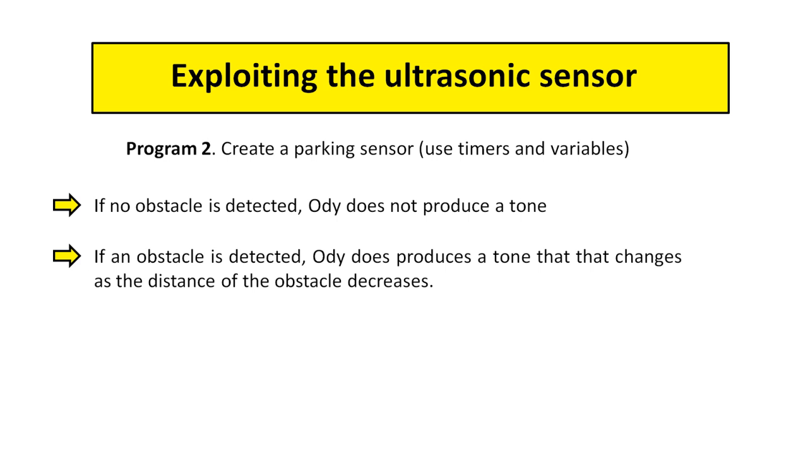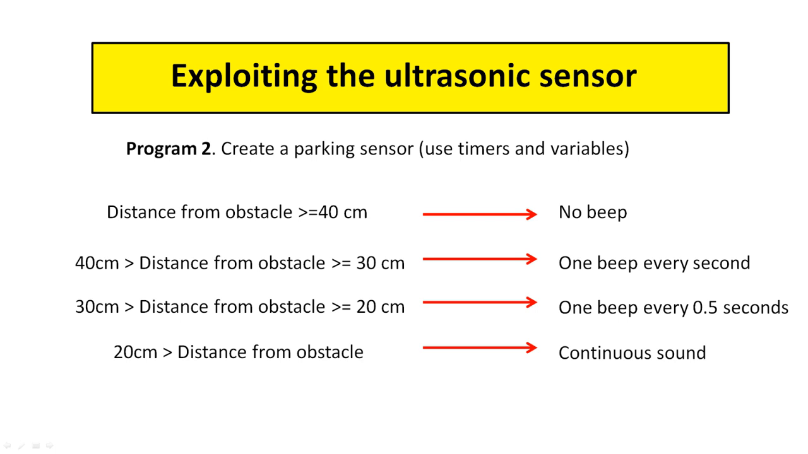When an obstacle is detected, the sensor produces a repeated beep, the period of which decreases as the distance from the obstacle decreases. The driver is able to derive the distance from the obstacle based on this period. We are now going to make the description of our parking sensor more precise. We define 4 intervals in the values returned by the ultrasonic sensor.